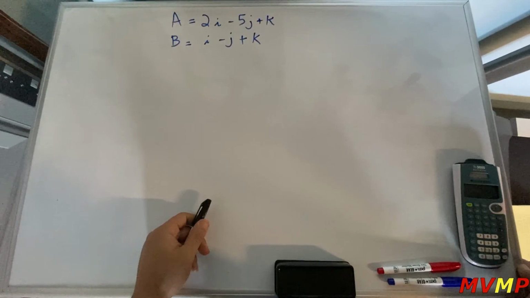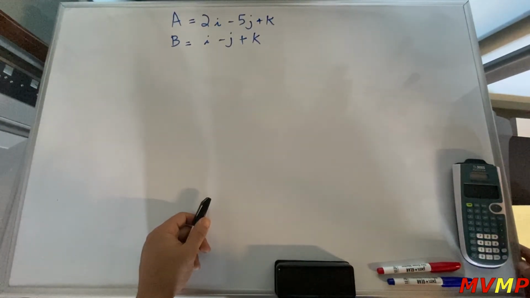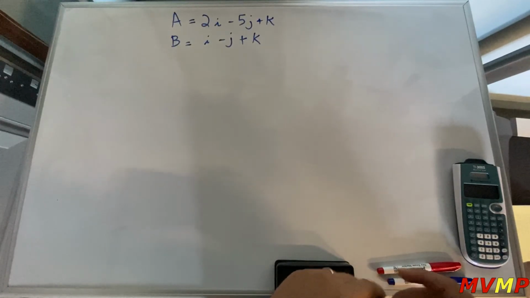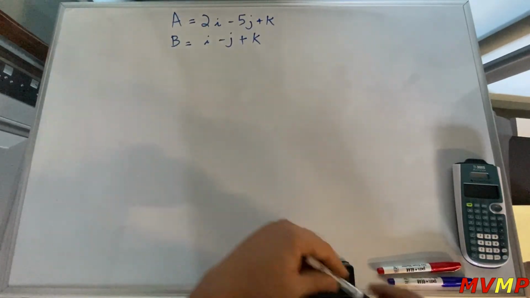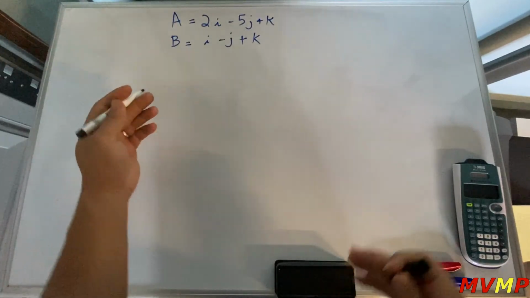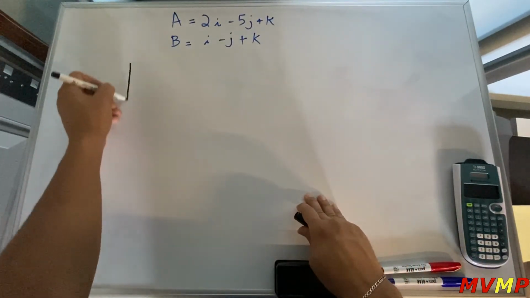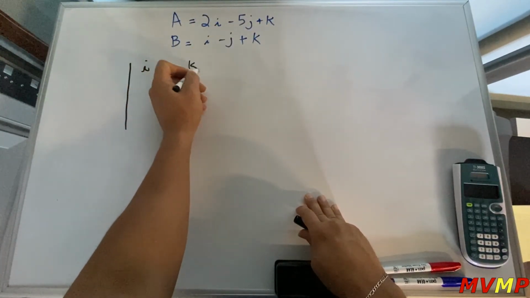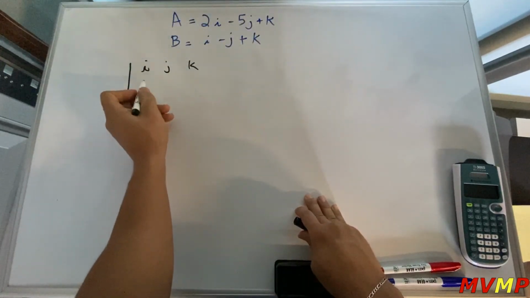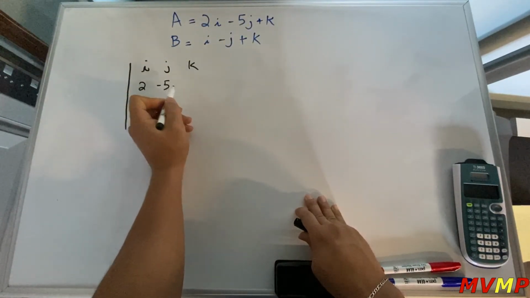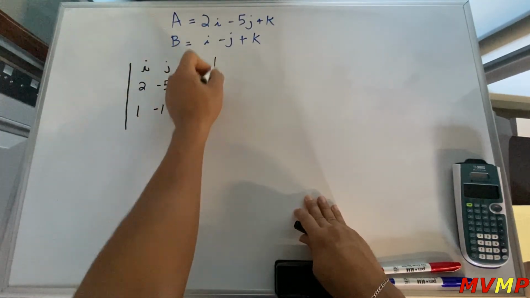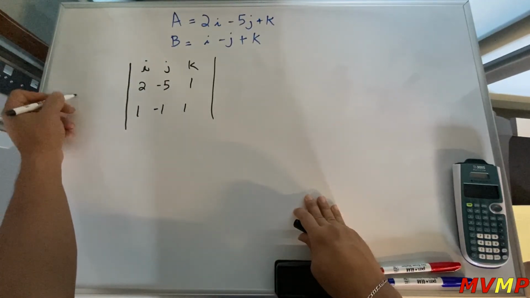In this problem, it asks which of the following is a unit vector perpendicular to the plane determined by the vectors A and B. So to get perpendicular, we have to do the cross product of these two vectors. How we set that up is we set it up in a matrix. So we have three variables, i, j, k. Then we put the coefficients of the first one, so 2, -5, and 1. And then the next one is 1, -1, and 1.